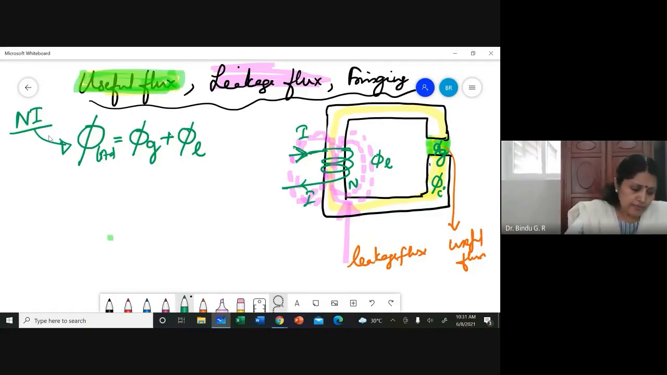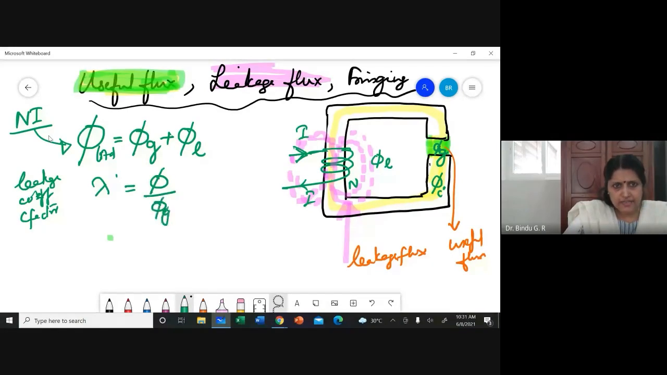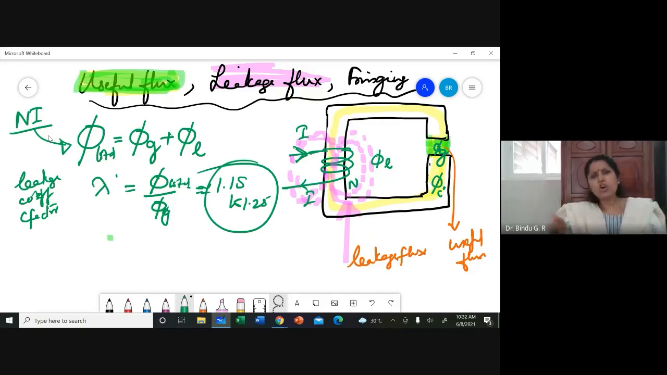So we come up with something known as leakage coefficient. Leakage coefficient or leakage factor, lambda, is equal to phi by phi G, phi total by phi G. Usually it will be greater than 1, or in most electrical rotating machinery, it will be 1.15 to 1.25. This is the normal value of leakage coefficient.